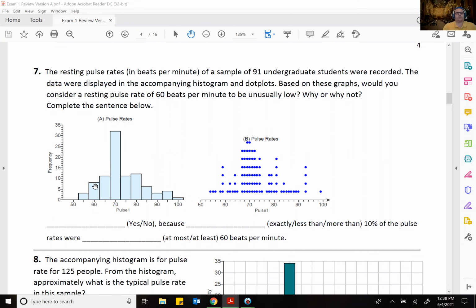What does this bar represent? So I get confused, but it represents also the 50 something, 55? Nope, this bar is not about 55.